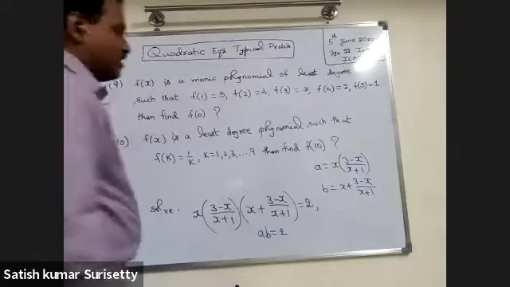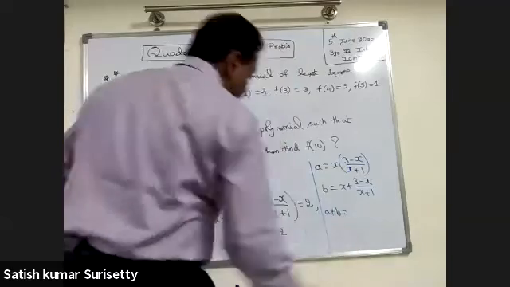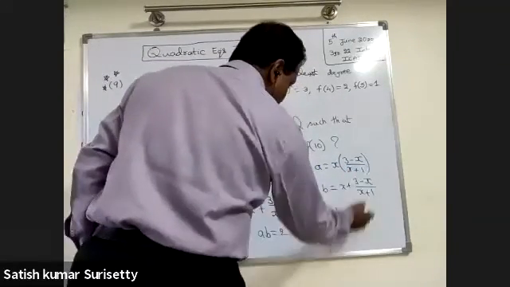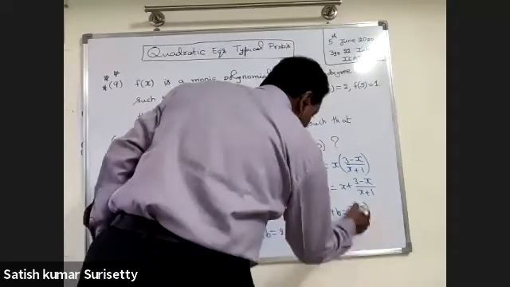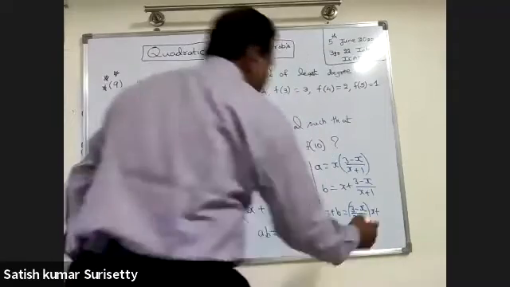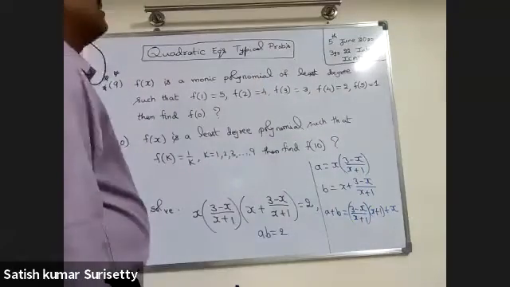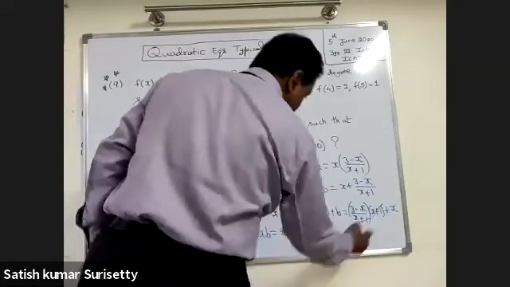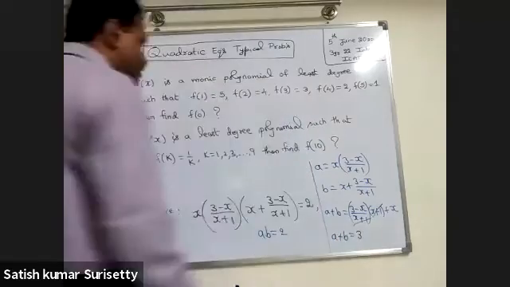Now when I add these two, what is a plus b? 3 minus x upon x plus 1 is common. Then I will get x plus 1 plus x. The x plus 1 gets cancelled, and 3 minus x plus x means 3. So a plus b equals 3 and ab equals 2.